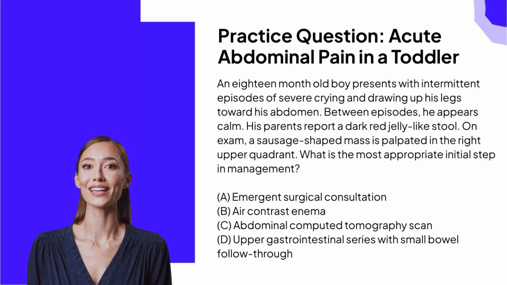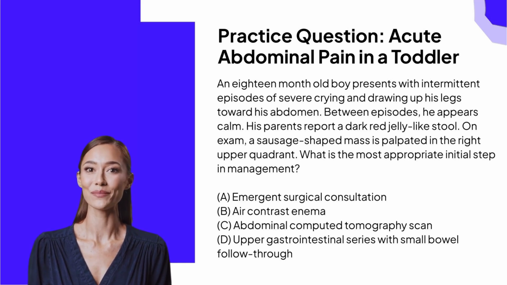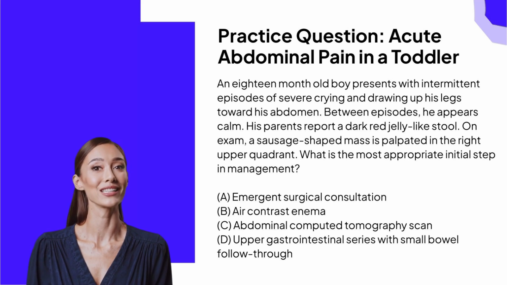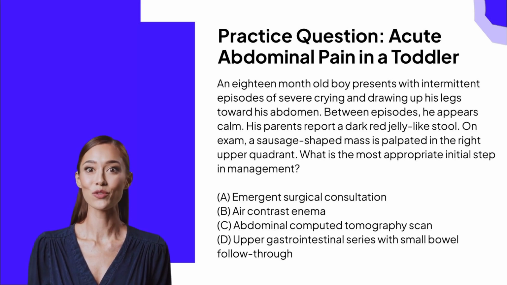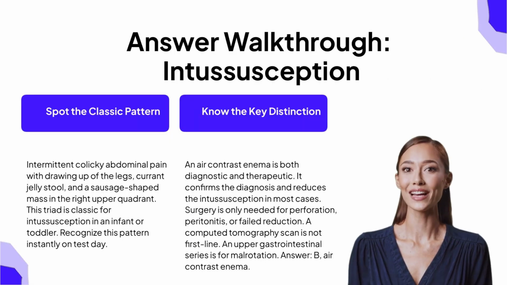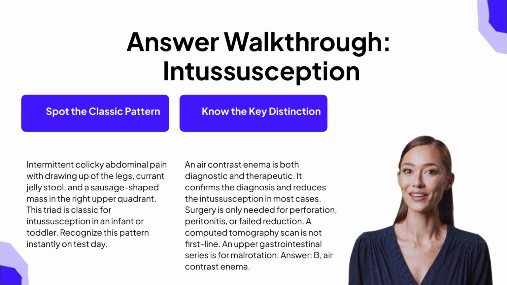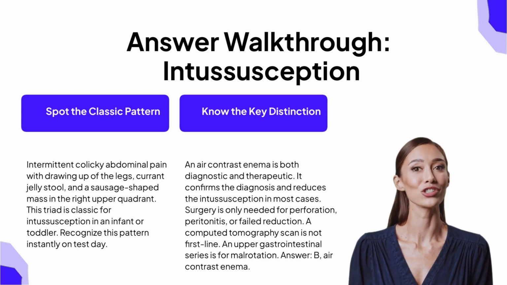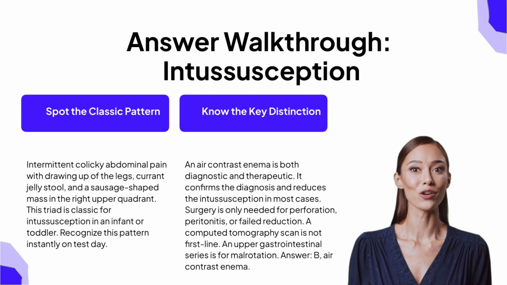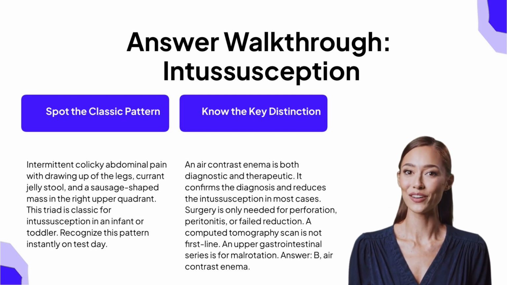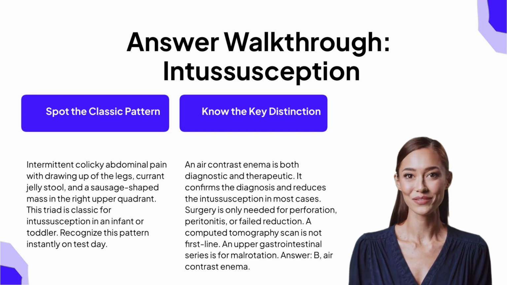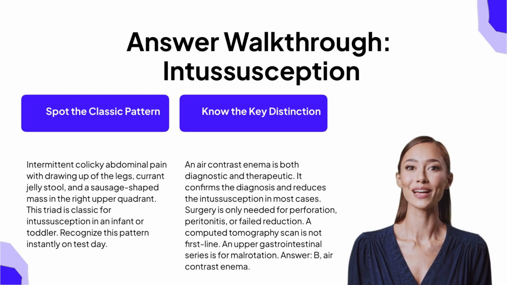This is a classic pediatric abdominal emergency. Think about the age of the patient and the key physical findings before we walk through the answer. Let us break down this answer. The classic pattern here is the triad of intussusception. Intermittent colicky abdominal pain with legs drawn up, currant jelly stool, and a sausage-shaped mass in the right upper quadrant. When you see this triad on the exam, the diagnosis is intussusception.